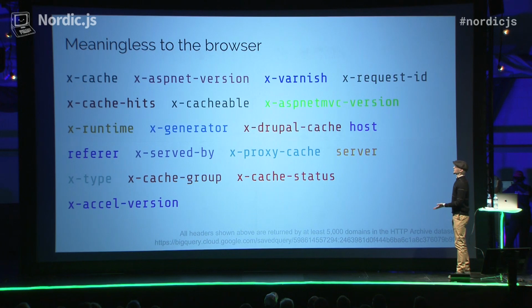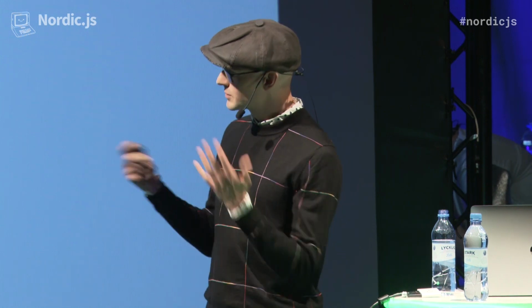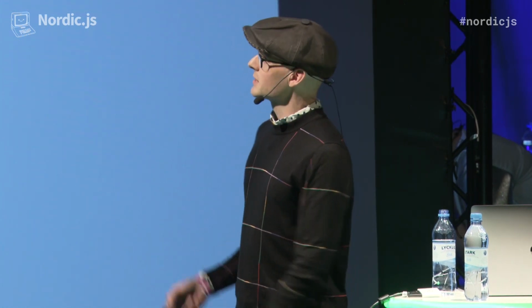Some of them are debugging information, like X-Request-ID. That's probably quite useful to you if you're the developer, but it's not useful to you as an end user. And some of them are just spurious information that we don't need. In some cases, I found request headers like Host being re-emitted into the response, which is almost certainly a bug.